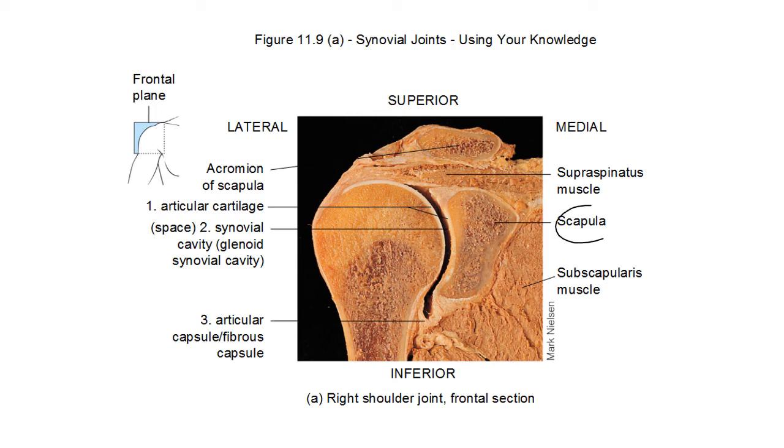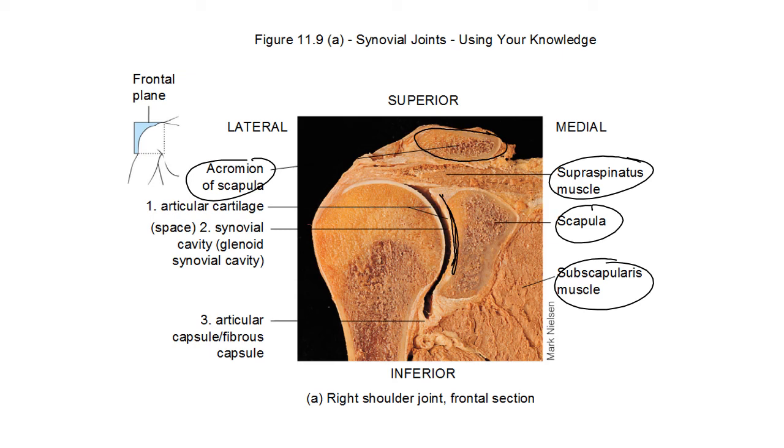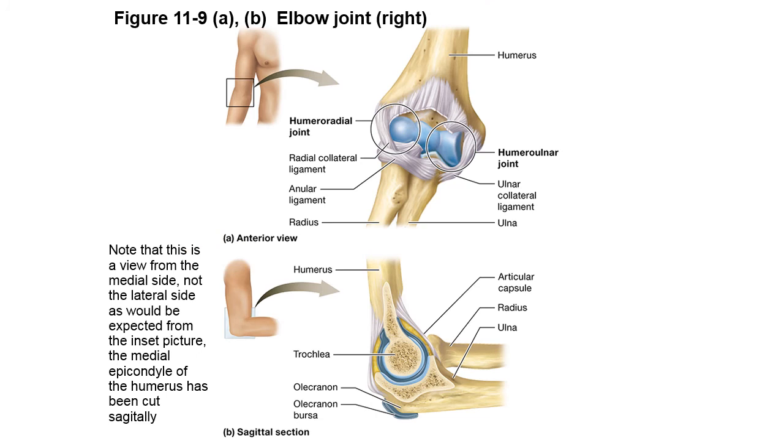So you have the scapula, and then you have the head of the humerus, and you see the articular cartilage there. You see the acromion of the scapula is up here. And then you would have the supraspinatus muscle and subscapularis, also showing two of the muscles there coming across, making part of the 4 muscles of the rotator cuff. And then here's the glenoid cavity there that the head of the humerus fits into. So, next slide. All right, elbow joint.